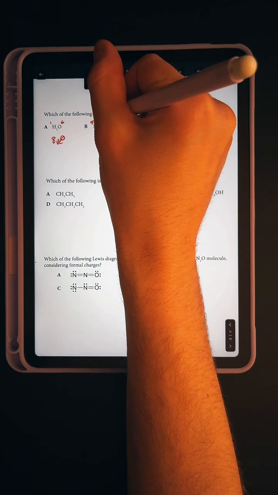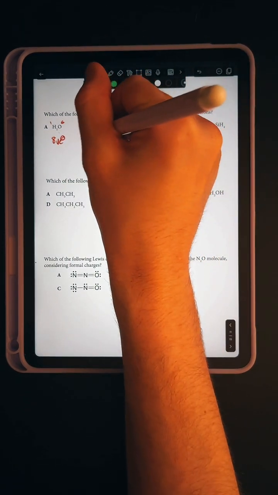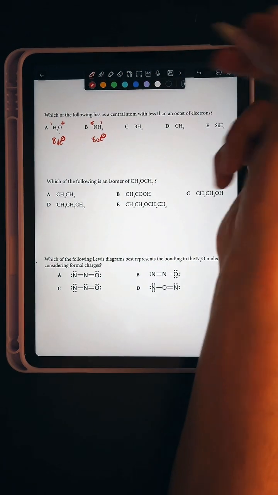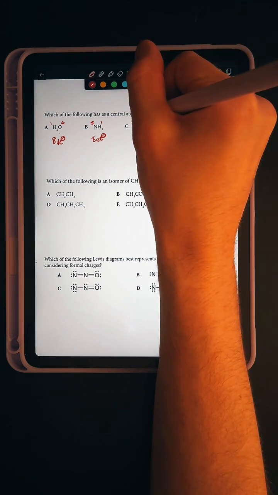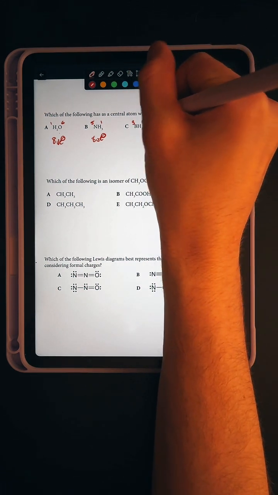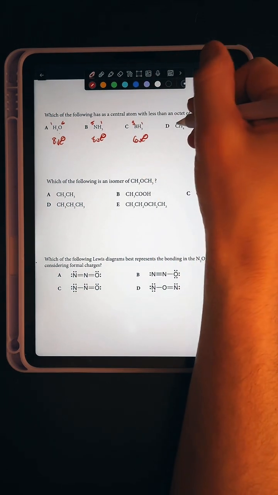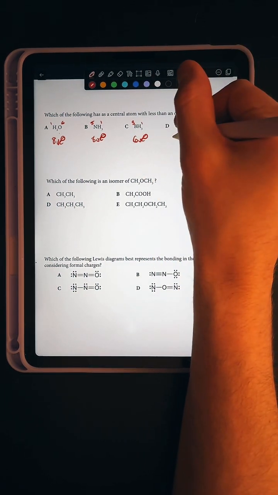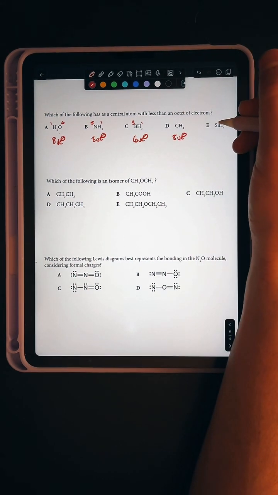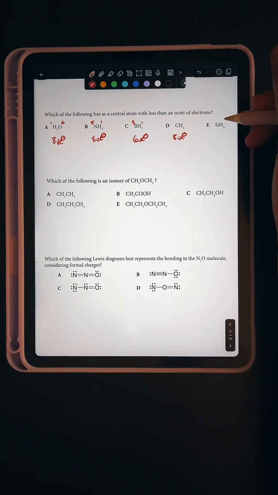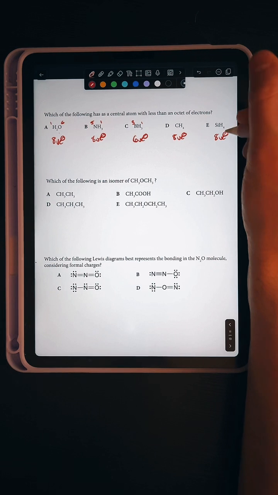So, and each hydrogen brings 1. So 3 times 1 is 3, plus 5, that's 8 valence electrons. Boron with 3 hydrogens. Well, boron brings 3. Hydrogen brings 1 each, giving us a total of 6 valence electrons. Carbon is 4, and we have 4 hydrogens, giving us a total of 8 valence electrons. And silicon is 4, with 4 hydrogens, giving us, again, 8 valence electrons.